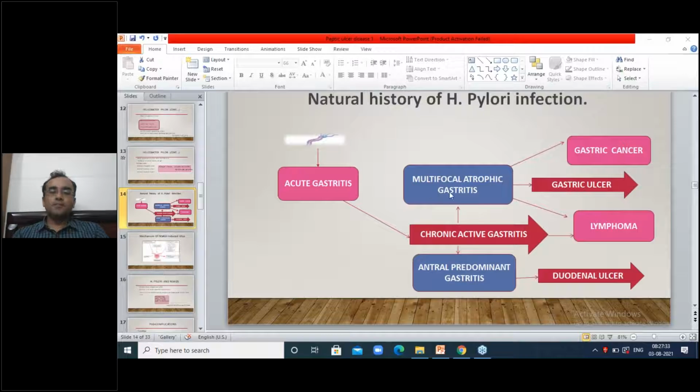Whereas if there is a multifocal atrophic gastritis, it leads to the formation of a gastric ulcer, and as the atrophic gastritis progresses, it leads to intestinal metaplasia, which can later develop into cancer. If there is increased lymphocytic proliferation due to the gastritis, it can ultimately lead to lymphoma. So H. pylori infection can lead to acute gastritis, chronic gastritis, duodenal or gastric ulcers, and also gastric cancer and lymphoma. By gastric cancer, I mean gastric adenocarcinoma.